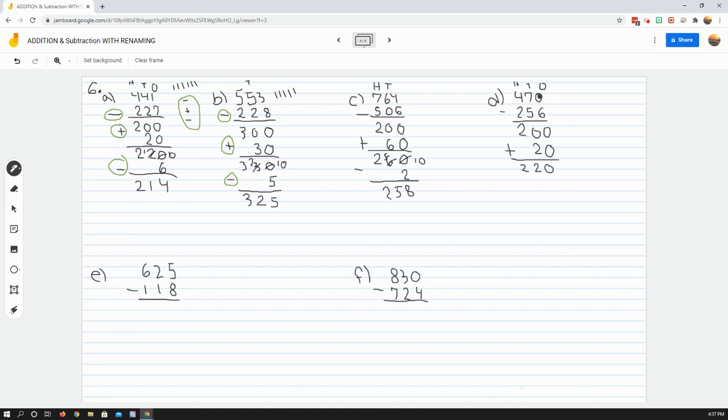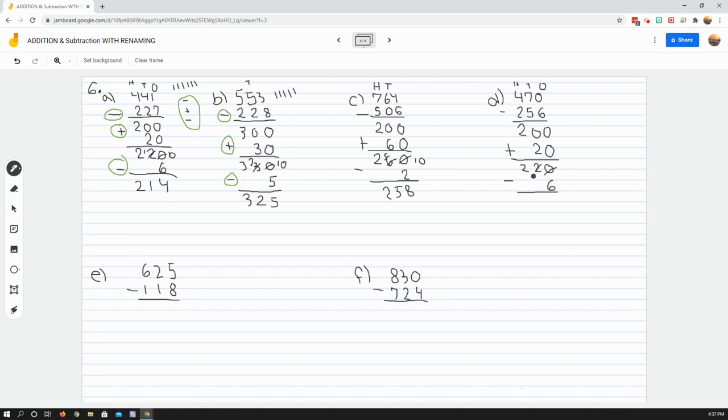So 0, can I take away 6? No. So how much do I need in order to get to 6? If I have 0, how much do I need in order to get to 6? I need 6. I still need 6 digits, right? So now I'm going to subtract. And I can't take away 6 out of the 0, so I'm going to borrow.